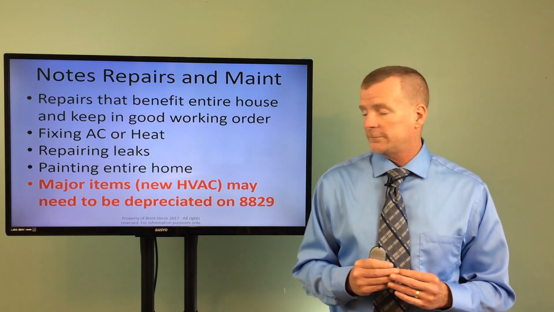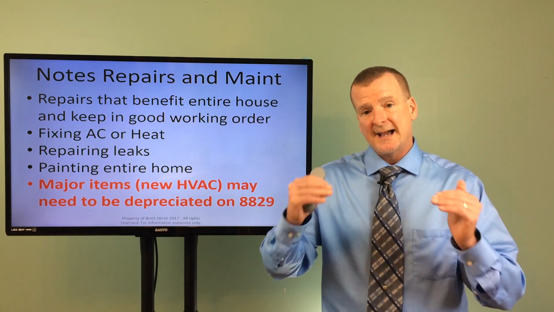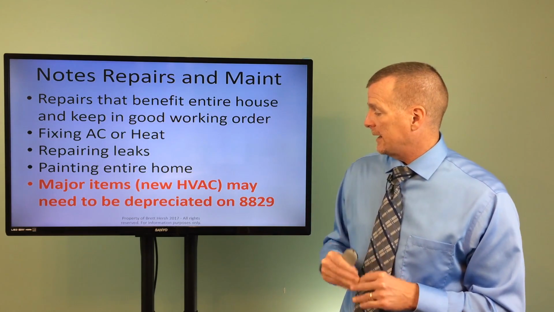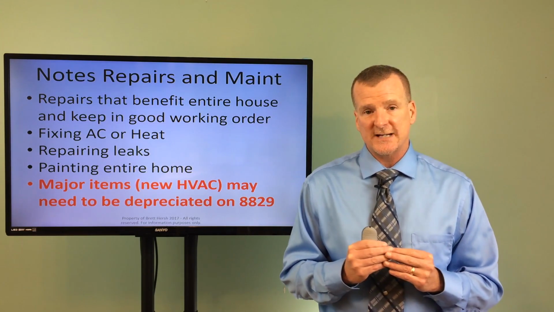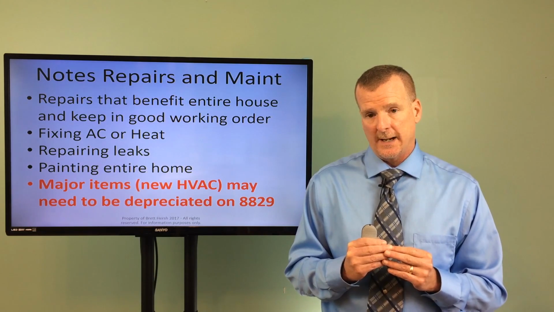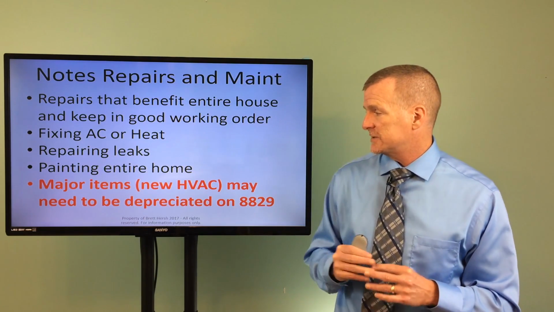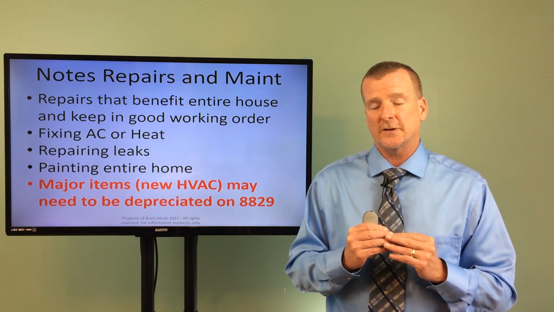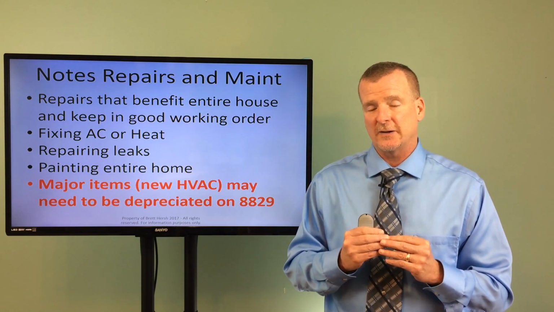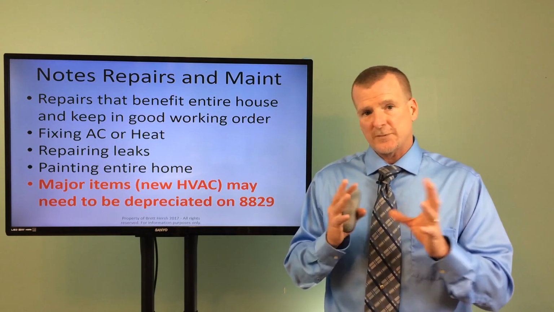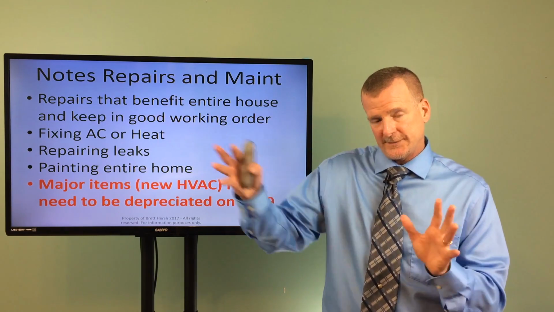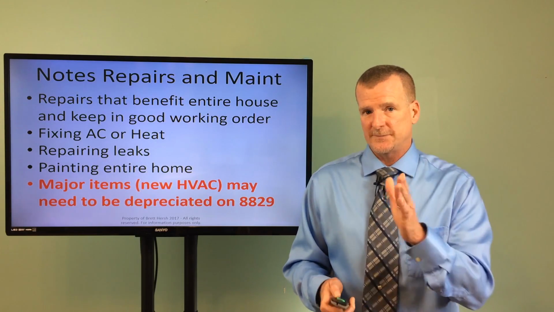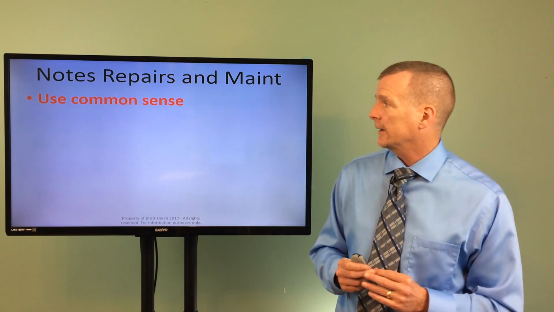Those need to be reported on Form 8829 as indirect depreciation. And they may actually even carry over to Schedule C depending on how your software is set up. If you set it up as a percentage of the business use, if 25% of your home is your office and you've got a $5,000 new HVAC unit, 25% of that depreciation is going to be allowed each year on either 8829 or the Schedule C. Make sure you enter it correctly into your software.